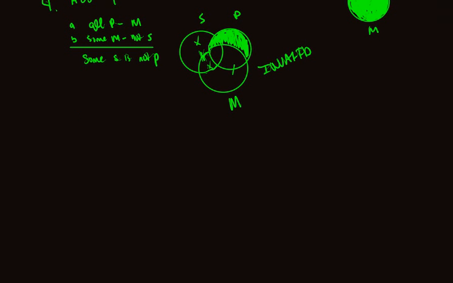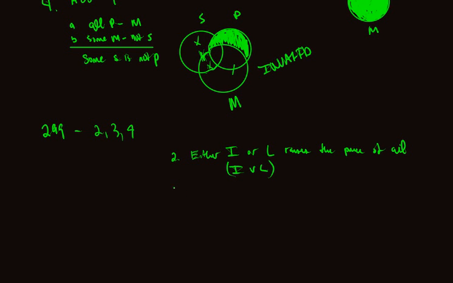Okay, now we're going to do the exercise on page 299, and we're going to do 2, 3, and 4 again. So I'm just going to write 2 here. This is either Iran will raise the price of oil, or Libya raises the price of oil. So I'm going to symbolize that as I or L, and I'm going to draw parentheses around it.